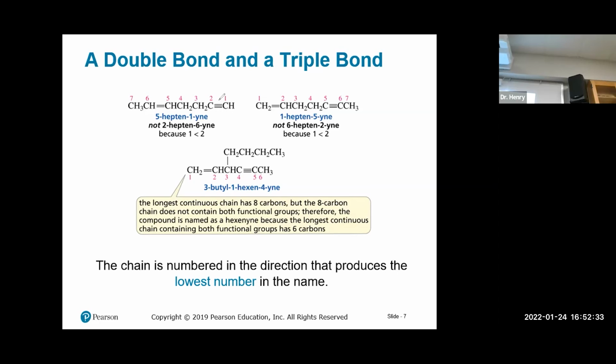Okay, so we'll start over here. 1, 2, 3, 4, 5, 6, 7, and it's going to be 5-heptene, 1-yne. And you notice the 5 makes reference to the ene, and then the 1 makes reference to the yne.